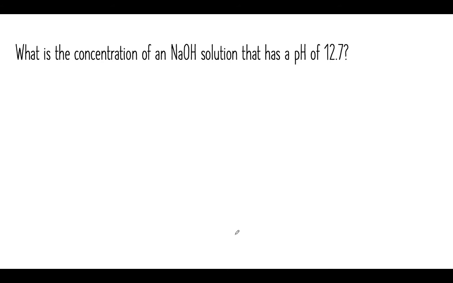Now let's look at the last question. In this case, we are asked to find the concentration of an NaOH solution that has a pH of 12.7. Now, NaOH is a base, and it is a strong base, which means that, just like we've learned about for strong acids, it is going to break apart completely into its ions in a solution of water. So NaOH breaks apart into Na plus and OH minus.